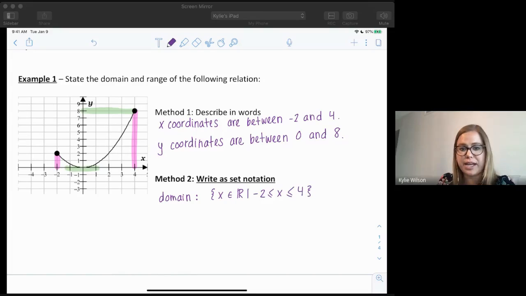So how we read that would be X is an element of real numbers such that -2 is less than or equal to X, which is less than or equal to 4. So basically, X is sandwiched in between -2 and 4. Let's try the range now.